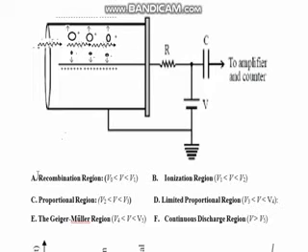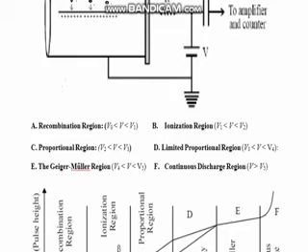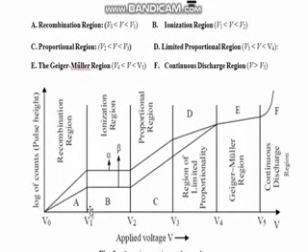These are the recombination region, ionization region, proportional region, limited proportional region, the Geiger-Müller region, and continuous discharge region. In the recombination region, voltage is varied from V0 to V1. In the ionization region, voltage is varied from V1 to V2. In the proportional region, voltage is varied from V2 to V3. The limited proportional region occurs at voltage between V3 and V4. The Geiger-Müller region is obtained at voltage varying from V4 to V5. The continuous discharge region is obtained at voltage more than V5.